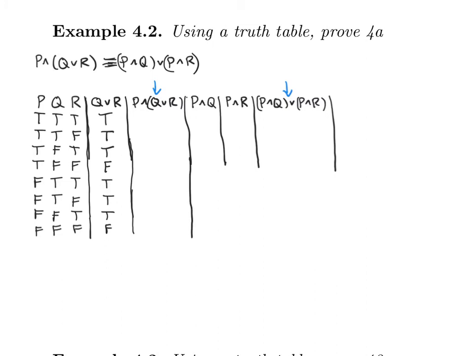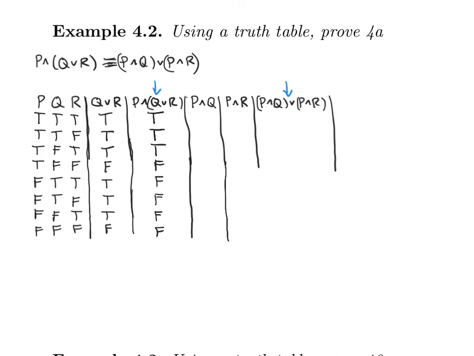And then we need P and Q or R. So this is true exactly when both P and Q or R is true. So in the first row, we do have that situation. P is true and Q or R is true, so this is true. Then we have another true. We have another true. Then we have a false. And the other ones, we have false as well. Just checking to see if both P and Q or R is true. And we find that it's only true in the first 3 situations.